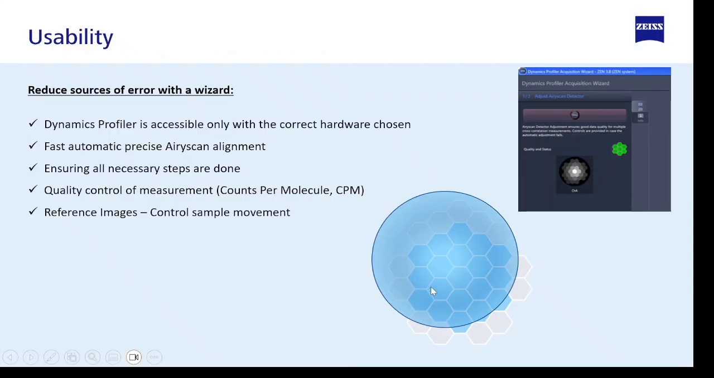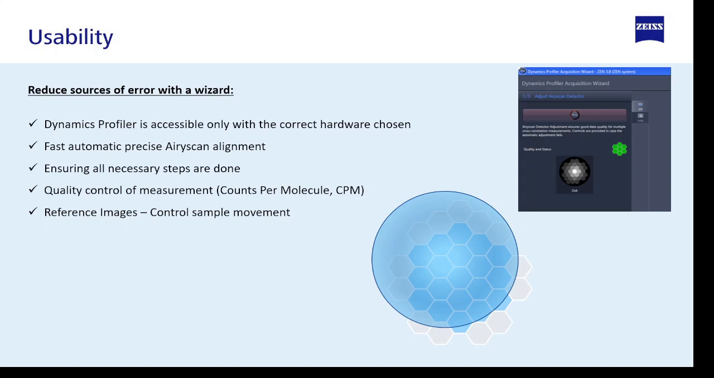As we talked about, in dynamic profiler we can measure all the samples, even the bright samples. But how about the usability? The interface of the dynamic profiler is a wizard, so it's very easy and user-friendly.